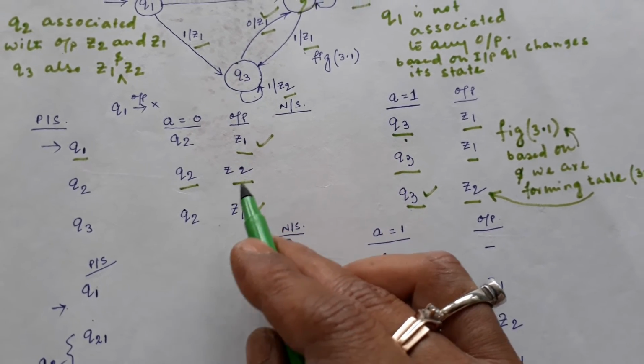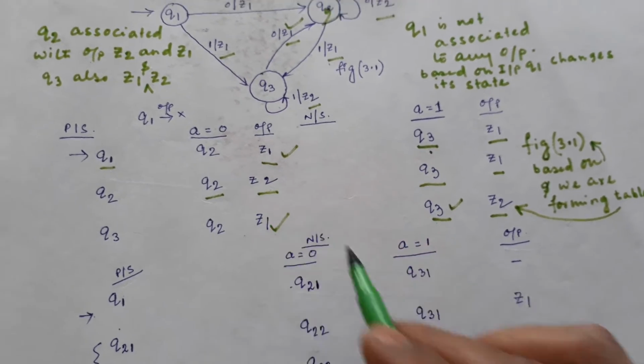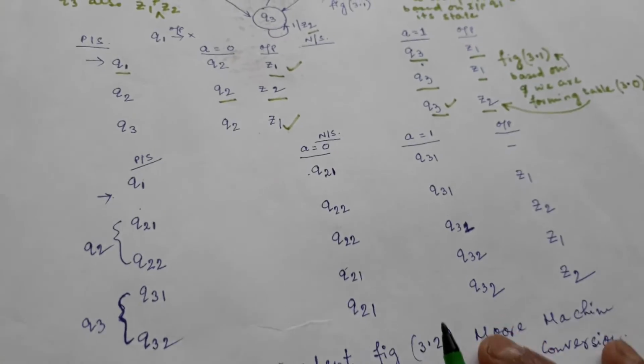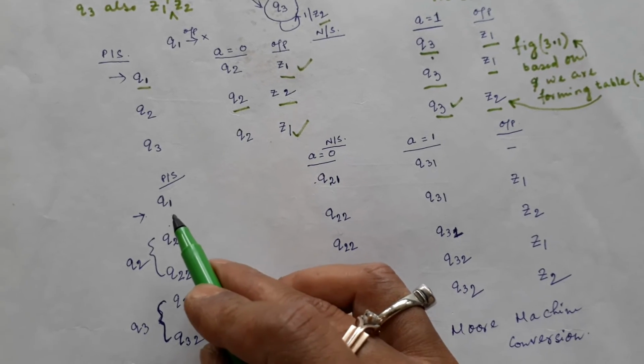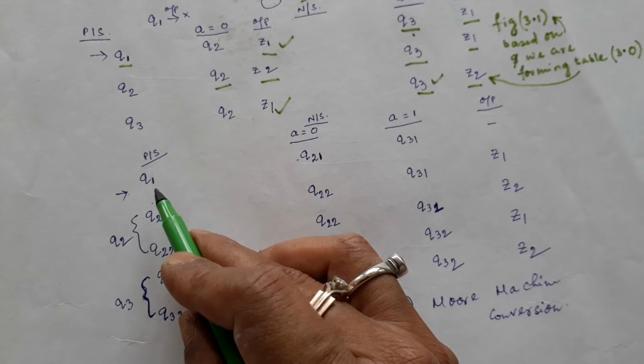It also performs duality in this case, so z1 and z2, right? That's why, for the next case, we have written all the present states over here. In this case q1 is the initial state, right?